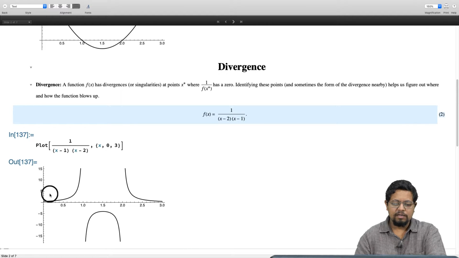Over here you can see that when I plot this function, the function diverges at x equal to 1, and also over here at x equal to 2, and also from the left hand side. So sometimes the divergences will be positive, sometimes they will be positive and negative depending on which side of the divergent point you are at.